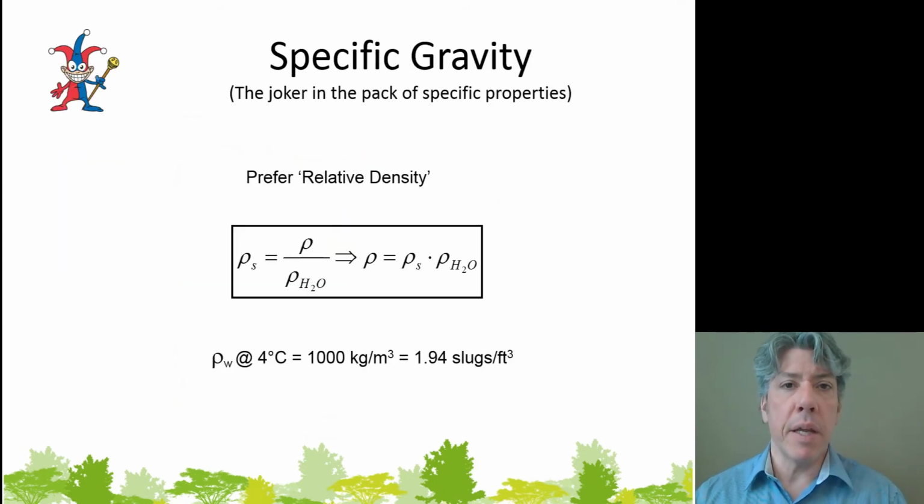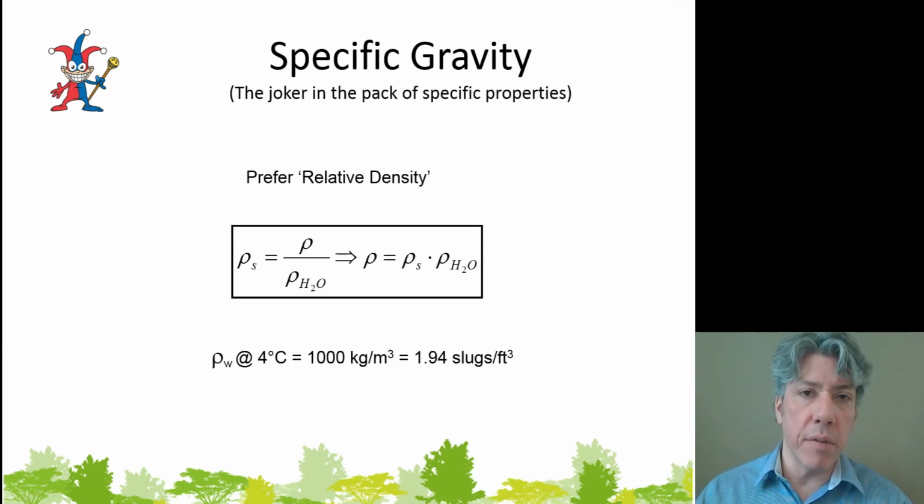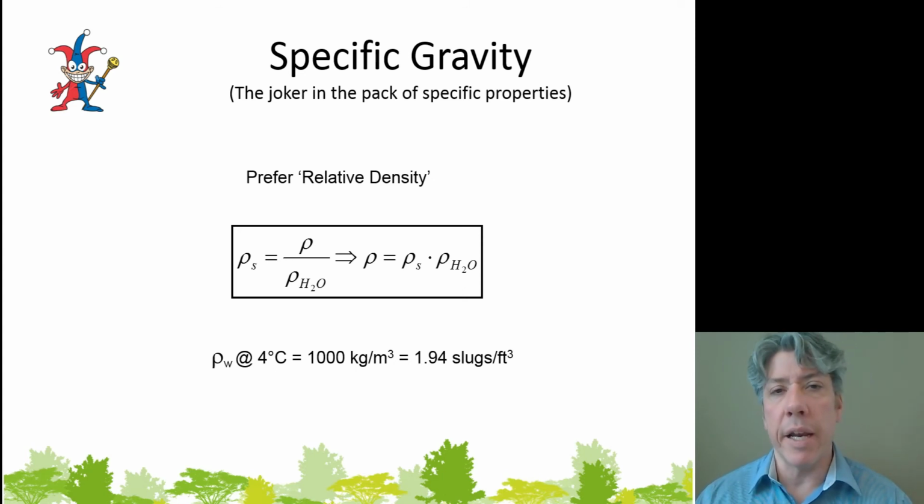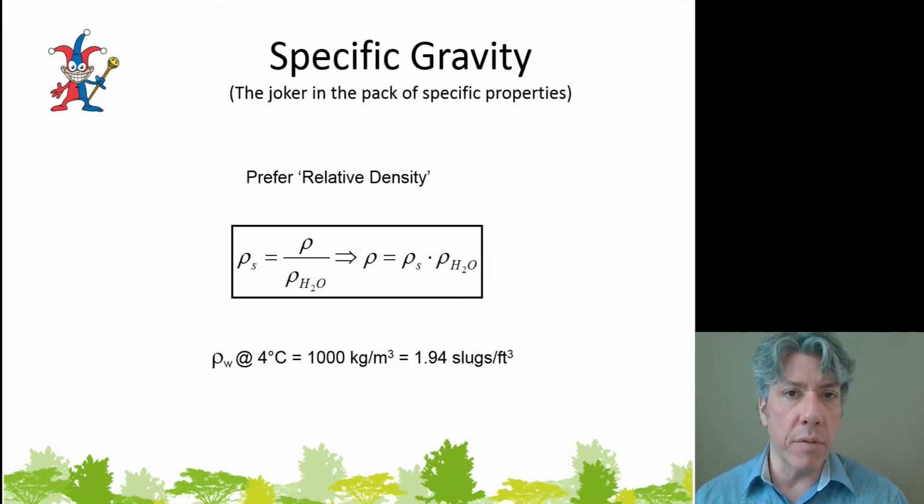Now, there is a thing that is called specific gravity, and it is not a specific property. It's sort of the joker in the pack. In my opinion, it's misnamed. I prefer this be called relative density, because all it really is is the ratio of the density of the substance to the density of water at a reference condition. That reference condition is 4 degrees Celsius, where water has a density of 1,000 kilograms per cubic meter. So the specific gravity, or the relative density, is just a dimensionless number that allows you to compare the density of the substance to the density of water.